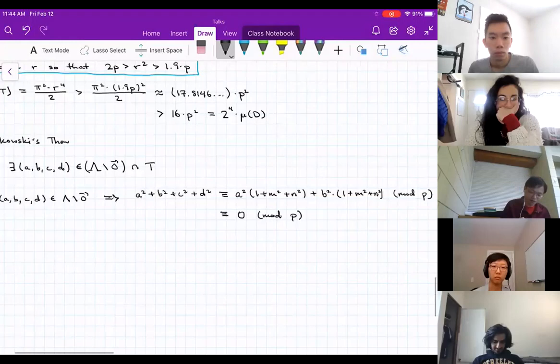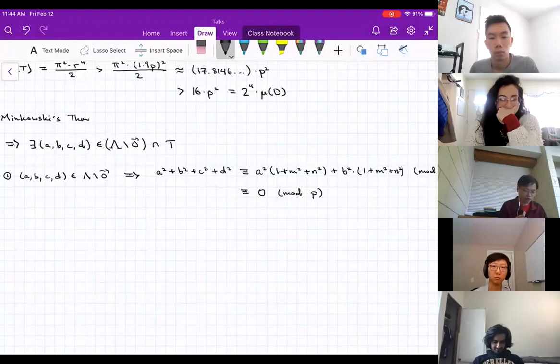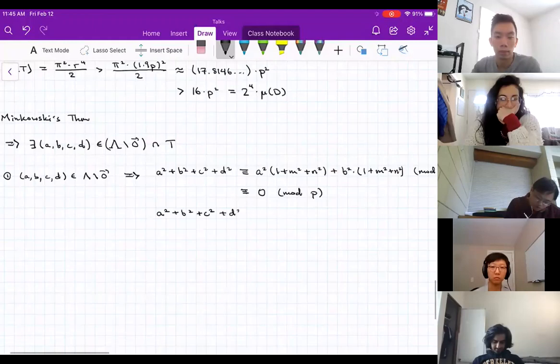Okay. What else do we know? Well, A squared plus B squared plus C squared plus D squared is non-zero. In fact, it's positive because A, B, C, and D do not represent the origin. So A squared plus B squared plus C squared plus D squared is also strictly greater than zero.